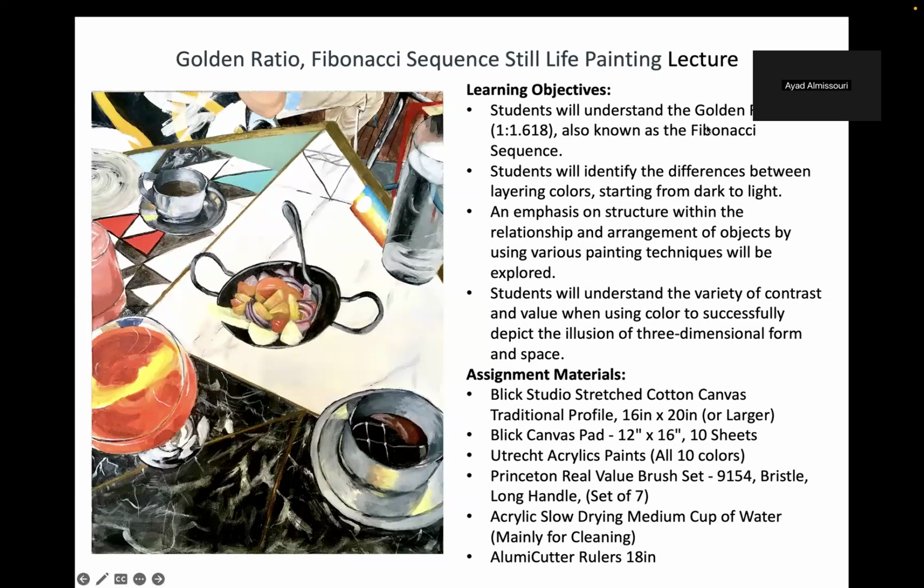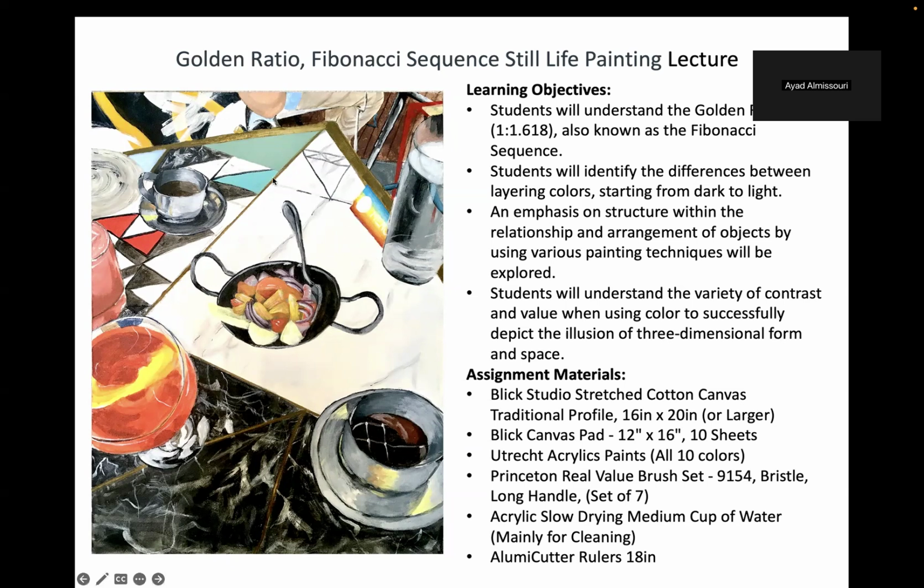Now, let's go over our learning objectives. So students will understand the golden ratio, which is the ratio of 1 to 1.618, also known as the Fibonacci sequence. Students will identify the differences between layering colors starting from dark to light. This is a key thing to remember. An emphasis on structure and the relationship and arrangement of objects by using various painting techniques will be explored. And finally, students will understand the variety of contrast and value when using colors to successfully depict the illusion of three-dimensional forms in space.